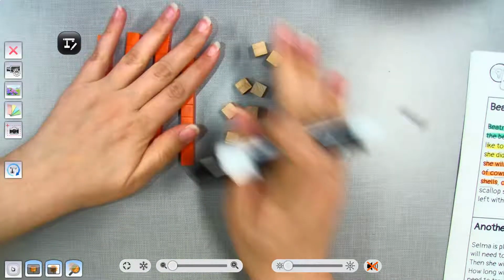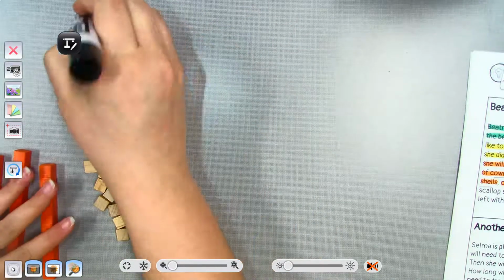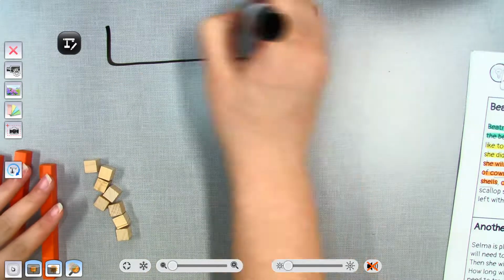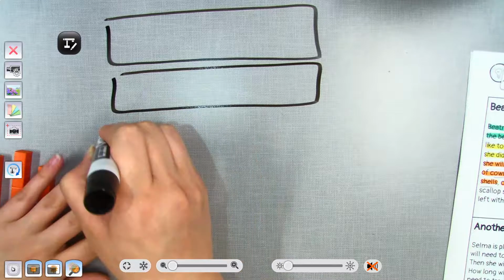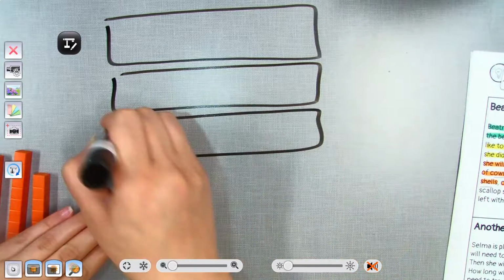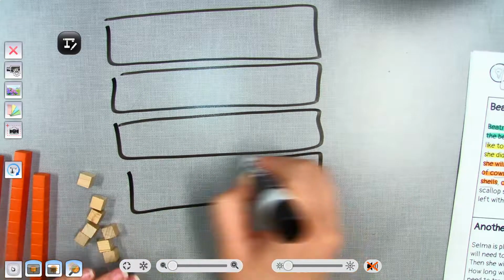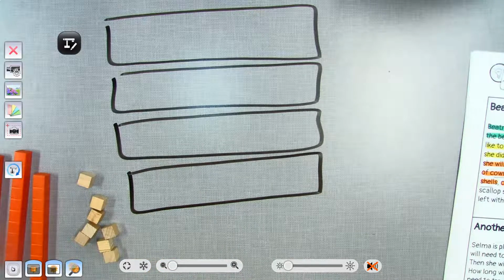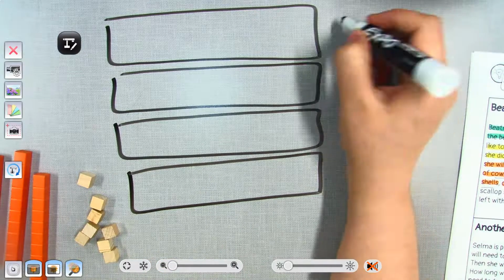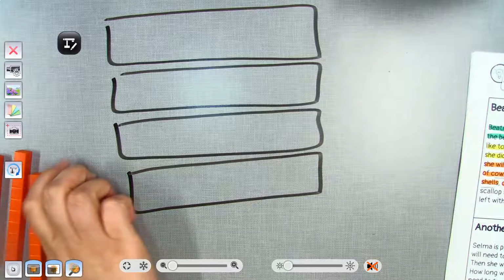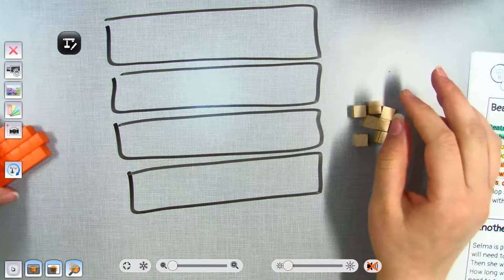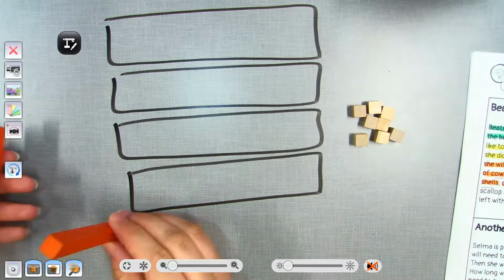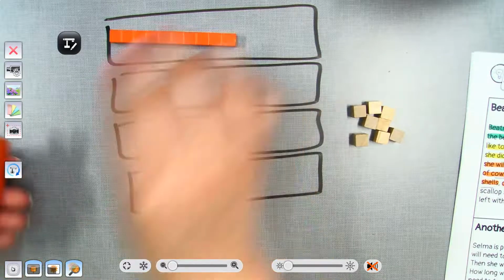Okay? So she has 4 types. So I'm going to draw, here's one group, here's 2 groups, here's another type of shell, and here's another type of shell. Okay? So this is going to be my different shells. She has 4 types. So I'm going to give each group, I'm going to start with my 10s. I'm going to give each group a 10 until I have no more.